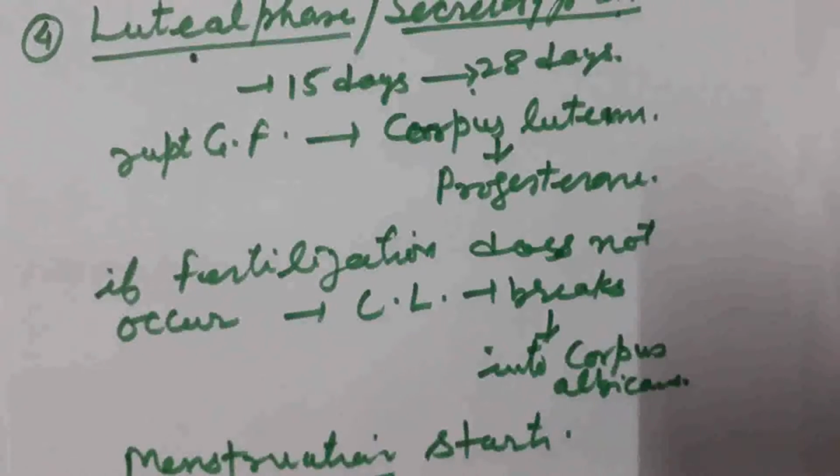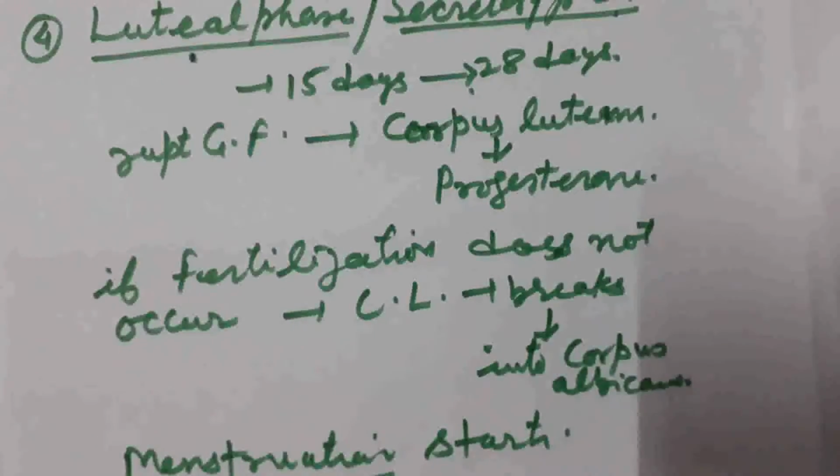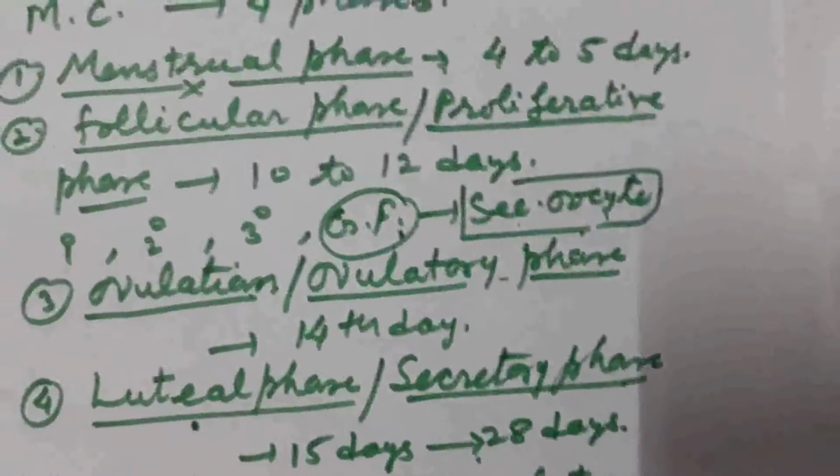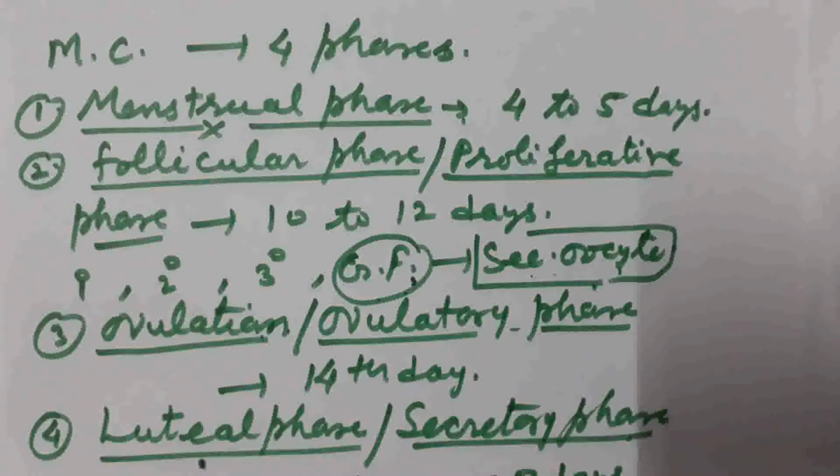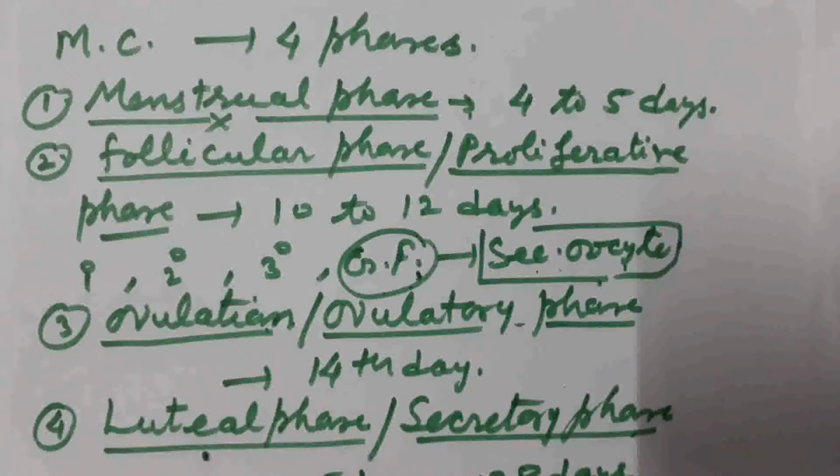So these four phases take place during one menstrual cycle. We will discuss all these four phases in detail in our next lecture.